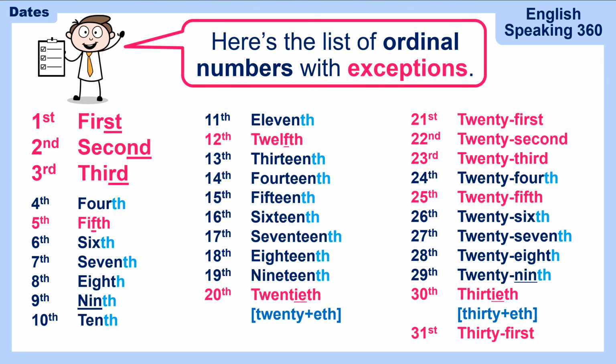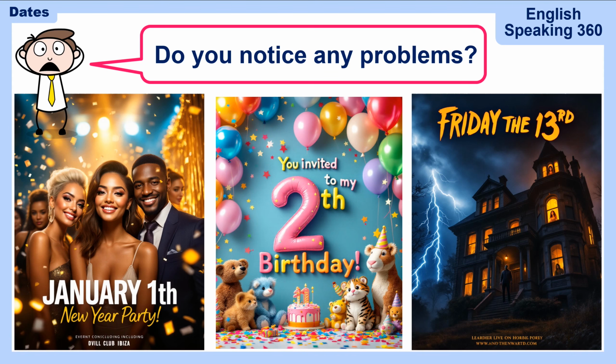Make sure you remember the three first ones. They are the most important ones, right? Because you have to really put ST for first, ND for second, and RD for third. That's really important in English.